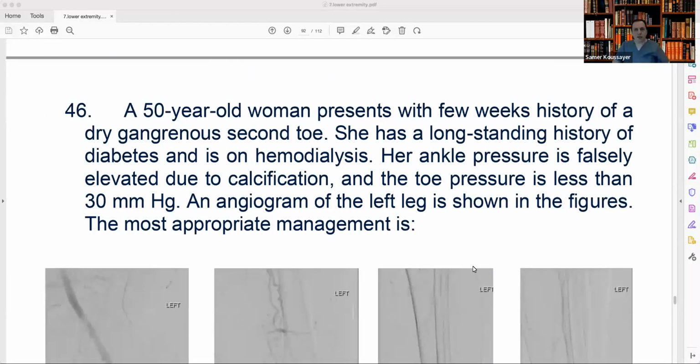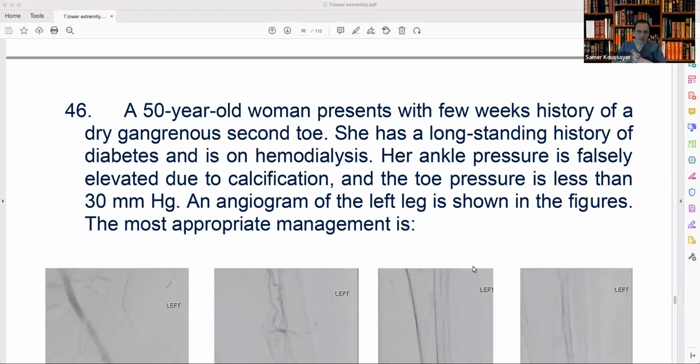He has dry gangrene. He's diabetic and on hemodialysis. This is the worst scenario. Diabetes and hemodialysis are the worst combination. They always increase your amputation rate, because hemodialysis affects the small arteries. Even sometimes with a successful bypass, the ulcer will still not heal. So anytime you see diabetes and hemodialysis, it's not a good combination. But anyway, you have to try your best.